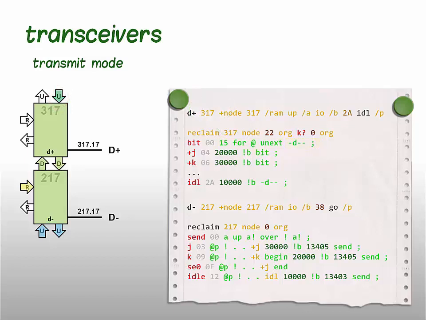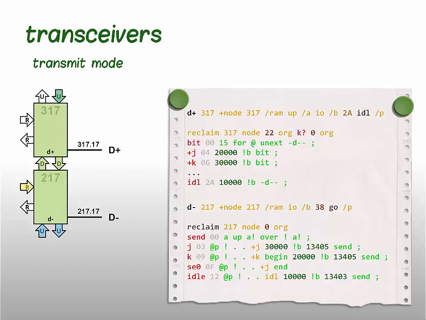Next, we have 2 words controlling state of D+ line. Plus J sets the line low, while plus K sets it high. Notice that both words end with call to bit, which separates 2 consecutive calls by exactly 1 bit time. This creates the basic transmit timing mechanism.